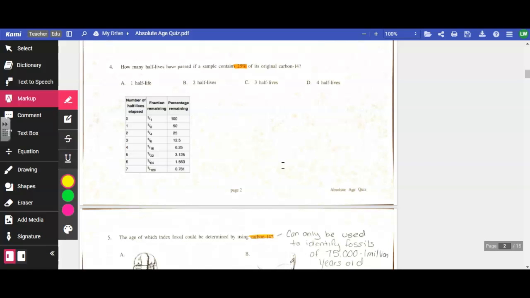Okay, number 4 asks, how many half-lives have passed if a sample contains 25% of its original carbon-14? And I've included a little chart here for you. Okay, so is it 1 half-life, 2 half-lives, 3 half-lives, 4 half-lives? How many half-lives have passed if 25% is remaining?